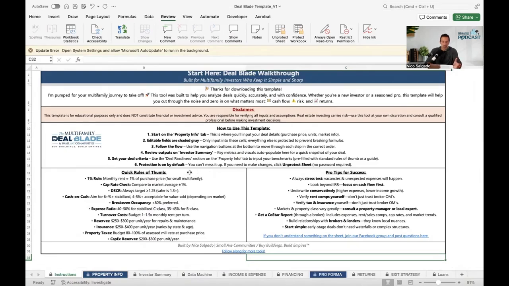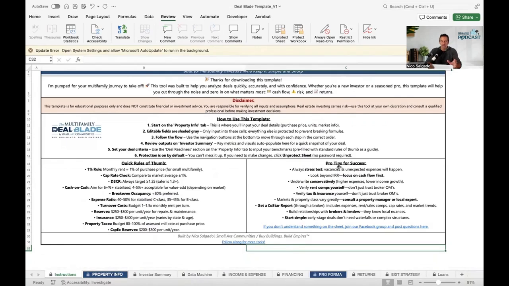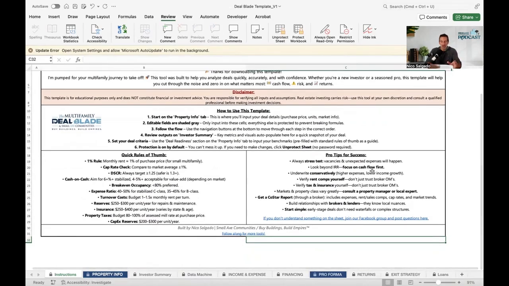I give you on this instruction sheet as well some quick rules of thumb. Okay, 1% rule, cap rate check, DSCR, etc. So these are just basic rules of thumb. You always want to verify stuff. Then I'm going to give you pro tips on the right side as well. Always stress test for vacancies and unexpected expenses that can happen. Look beyond the IRR, focus on cash flow first, okay?